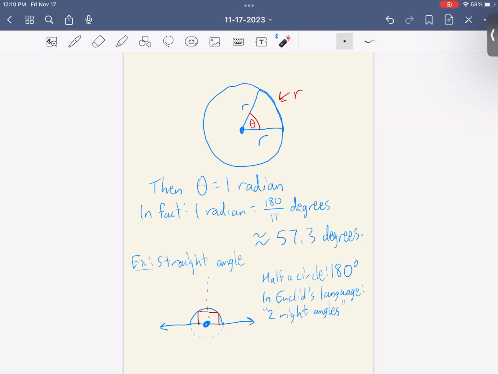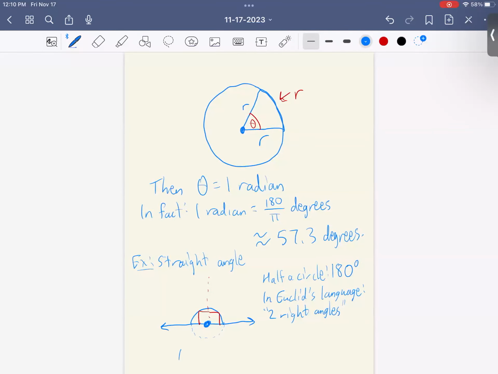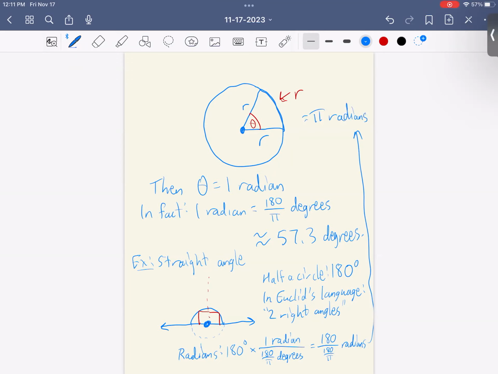And then in the language of radians, we know that 1 radian is 180 over pi degrees. So if we needed to convert this to radians, we would say 180 degrees times 1 radian over 180 over pi degrees. And so that's going to be 180 divided by 180 over pi radians. I'm sorry, I'm running out of space. I'll have to do this back up here. And when you simplify this, it comes out to be pi radians.